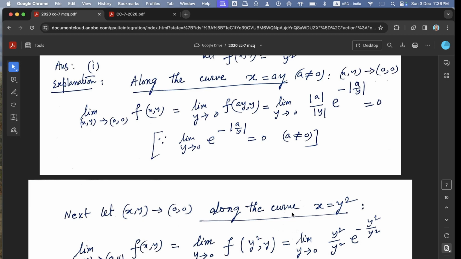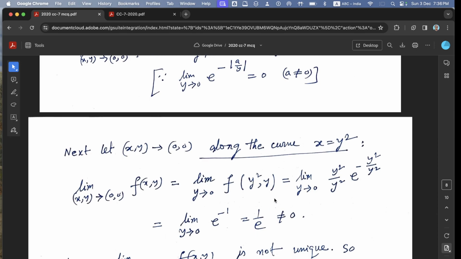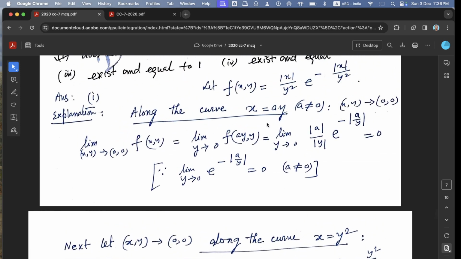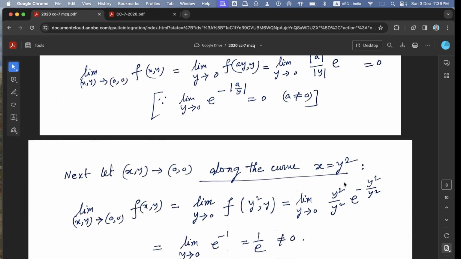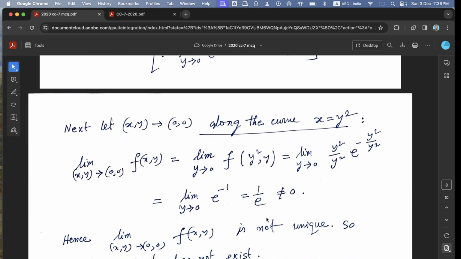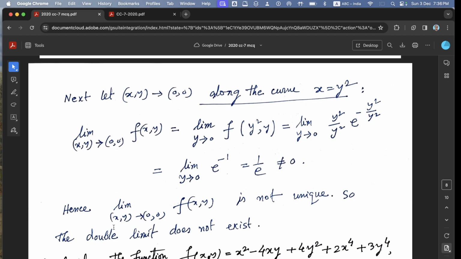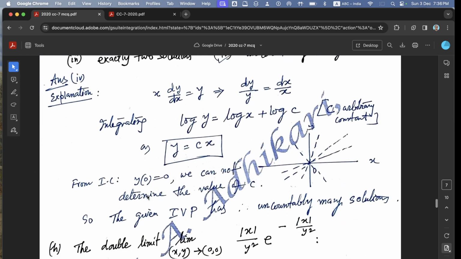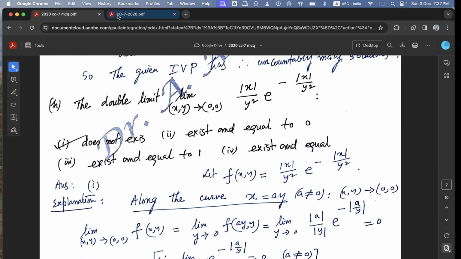Along the curve x equal to y square, with (x,y) tending to (0,0), put x equal to y square, so f(y square, y) as y tends to 0 gives 1/e, which is not equal to 0. So along the curve x equal to ay we get the limit 0, and along the curve x equal to y square we get the value 1/e. Hence the double limit of f(x,y) as (x,y) tends to (0,0) is not unique, so the double limit does not exist here. The correct option is option 1, does not exist.